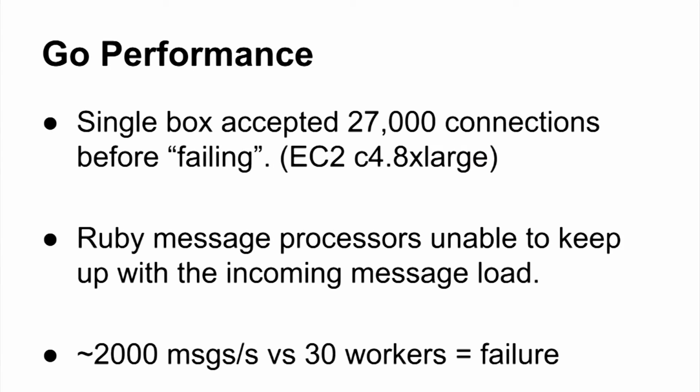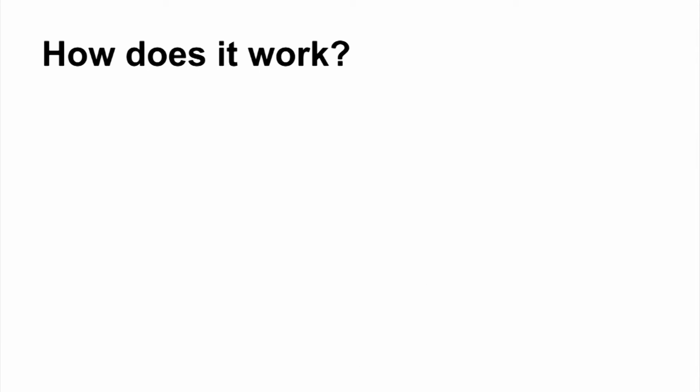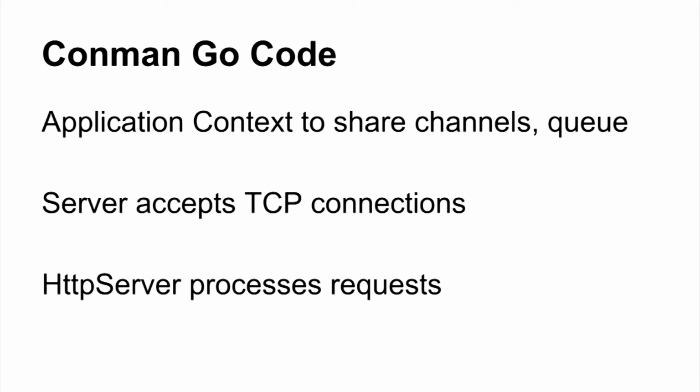So the Go performance: a single box accepted 27,000 connections before failing. That was an EC2 C4 8XL. The Ruby message processors were unable to keep up with the incoming message load, and that's why it fell over. It wasn't really using any processor at all in the Go version. Essentially 2,000 messages a second versus 30 workers. They just couldn't keep up, and you could watch the queue grow to the point where it fell over.